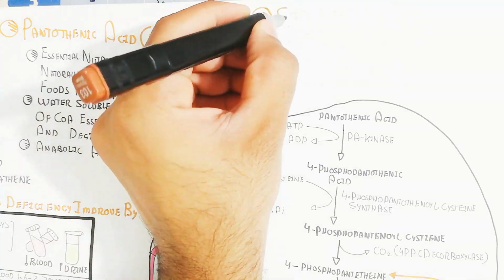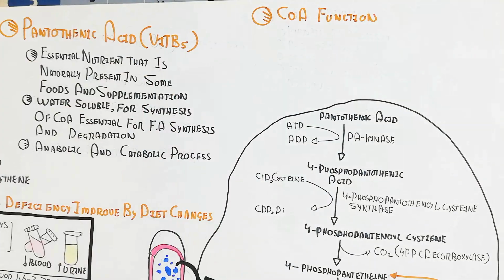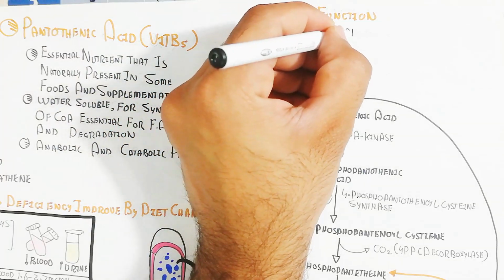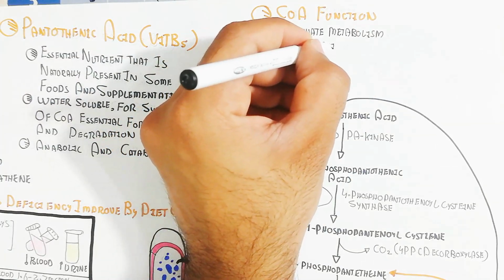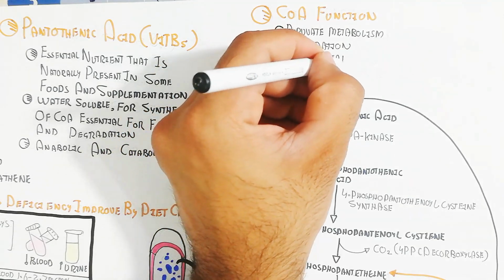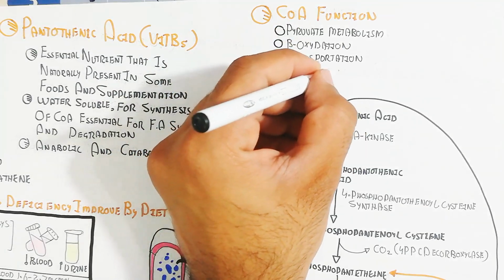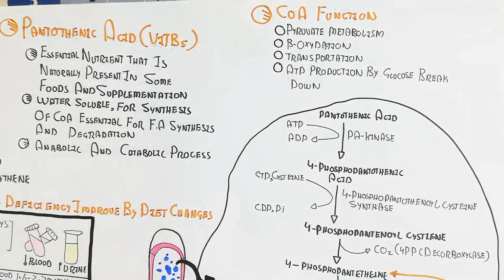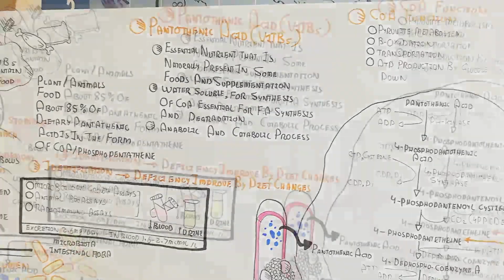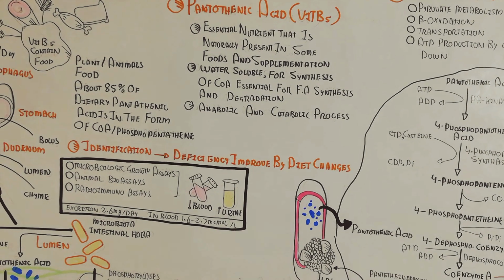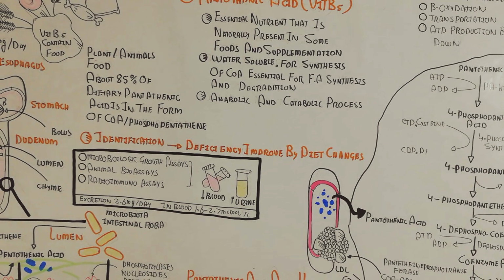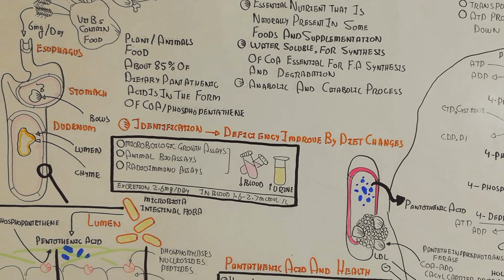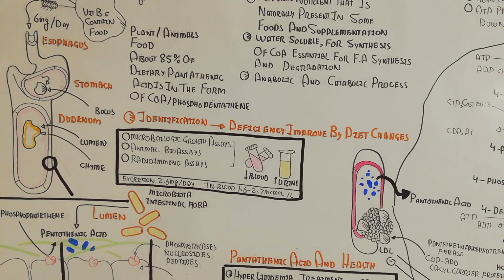CoA will add the apoprotein in the liver, and in this way LDL is converted into HDL. Anyhow, pyruvate metabolism and beta oxidation depend on CoA function. CoA function includes pyruvate metabolism, beta oxidation, transportation of lipids, and ATP production by glucose breakdown. There are a lot of CoA functions, but in this video we have discussed LDL and the role of CoA through apoprotein.